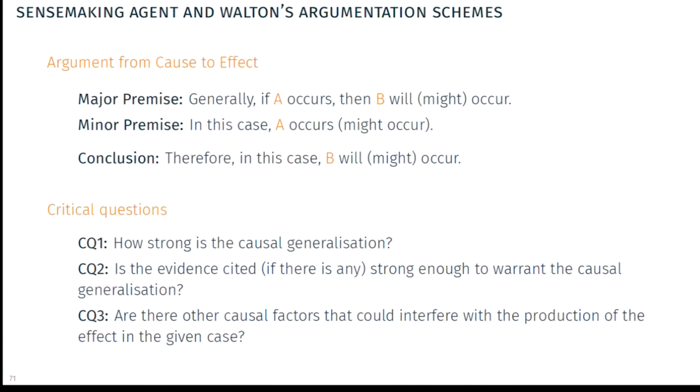So if you want to see whether something is the cause of something else, you basically start from, okay, if A occurs, then B might occur. And if you have that A occurs, then you want to conclude that B might also occur. But you also want to criticize this potential reasoning by asking how strong the causal generalization is, whether you have enough evidence supporting that A occurs, or maybe that evidence is not strong enough, and whether there are other causal factors that might have some impact on this connection between A and B.